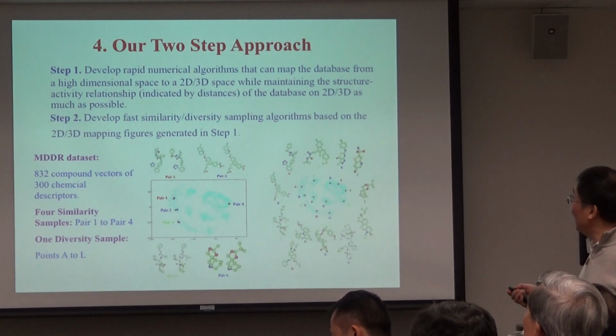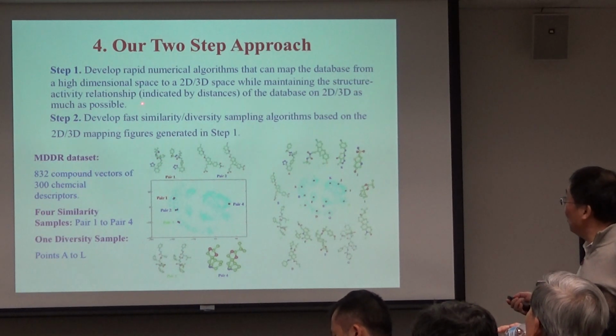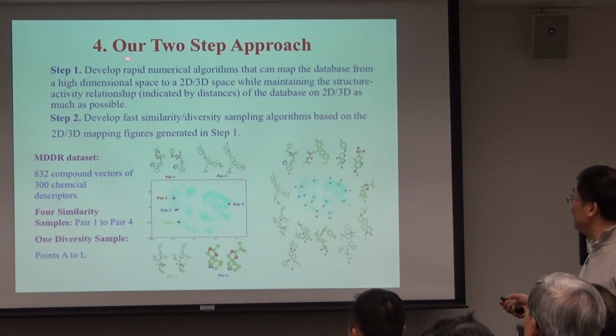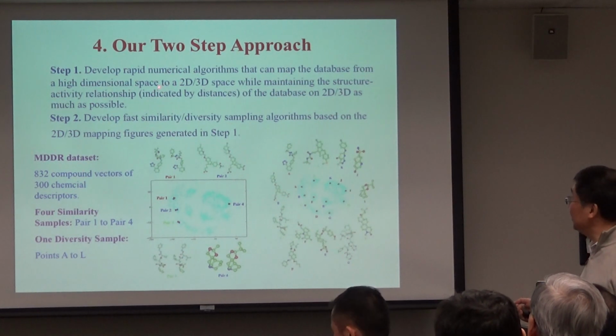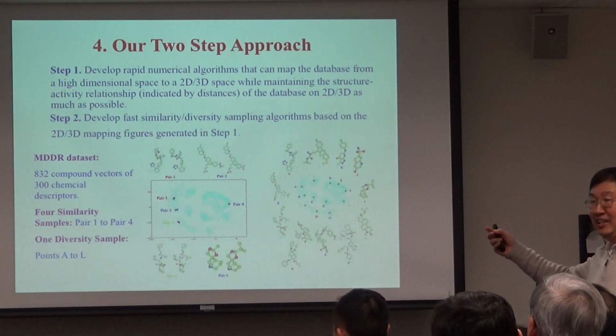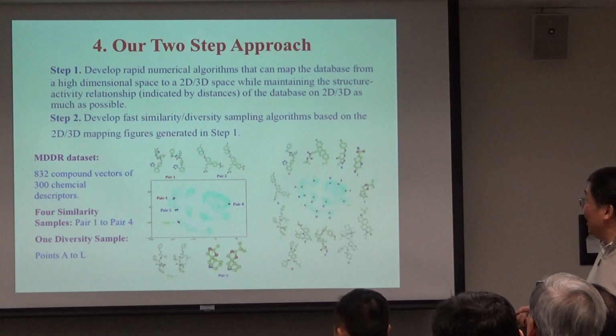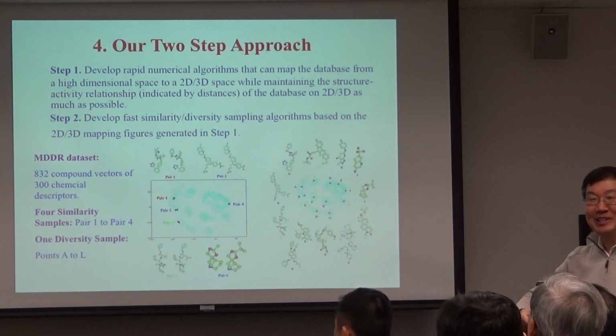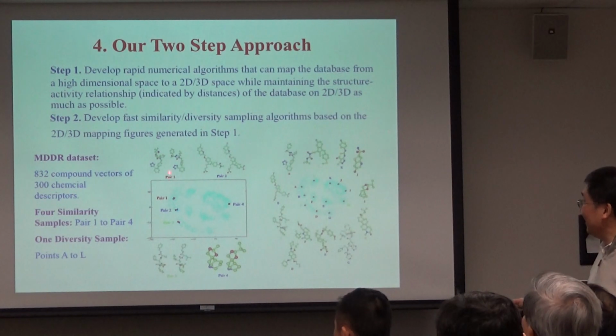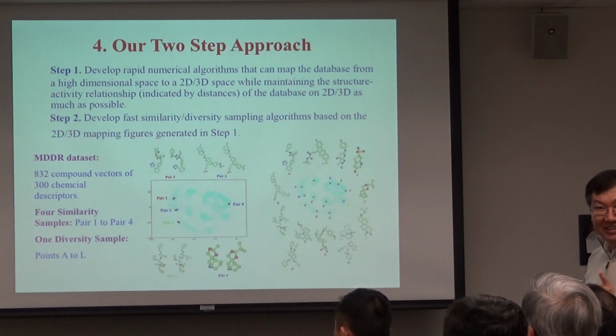So in this project, we just follow this approach. So actually, I was going to mainly talk about the first step. In this step, we introduce numerical algorithms, okay, and just reduce high dimension data sets into low dimension data sets. Then we are going to do sampling based on these low dimension data sets to quickly get the diversity sampling, similarity sampling.